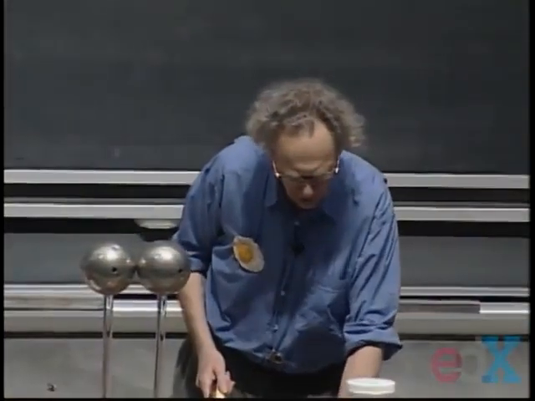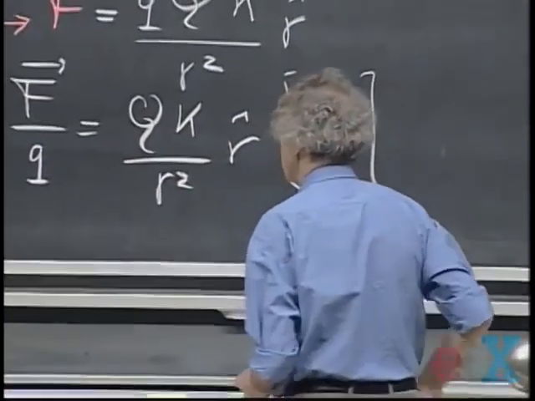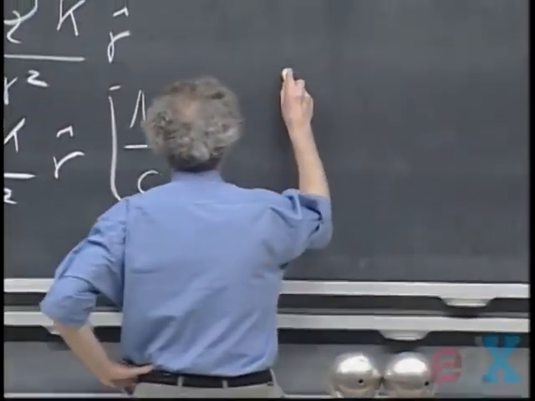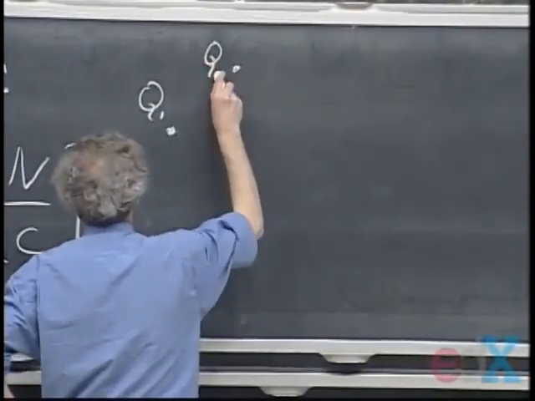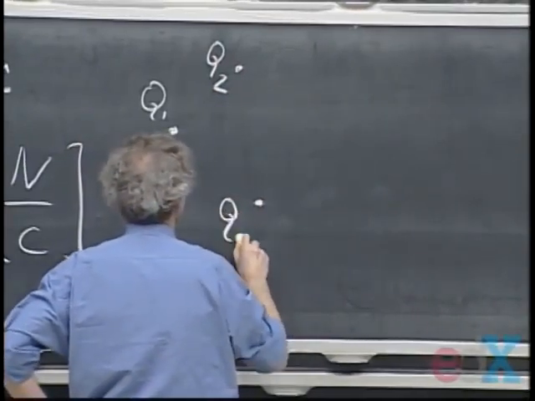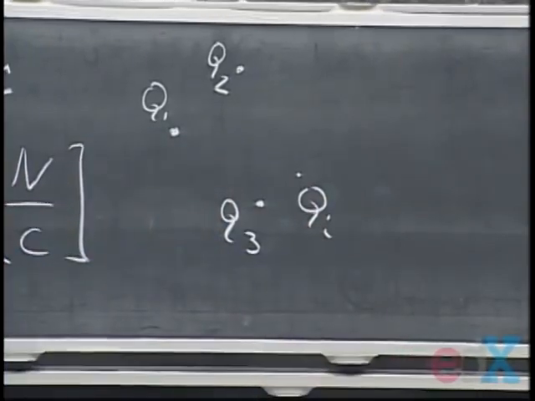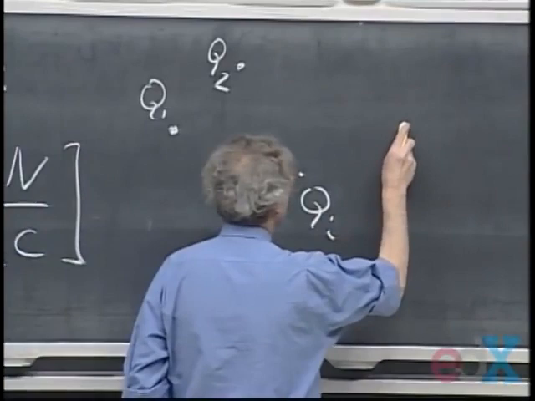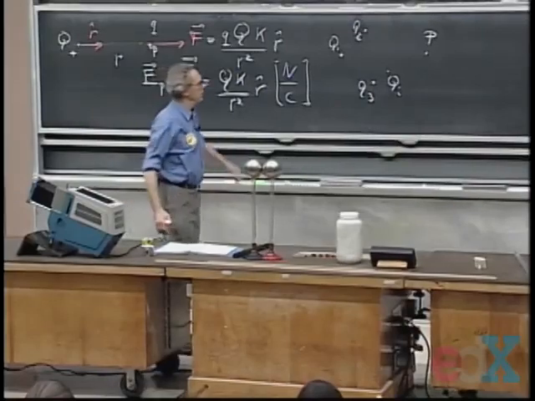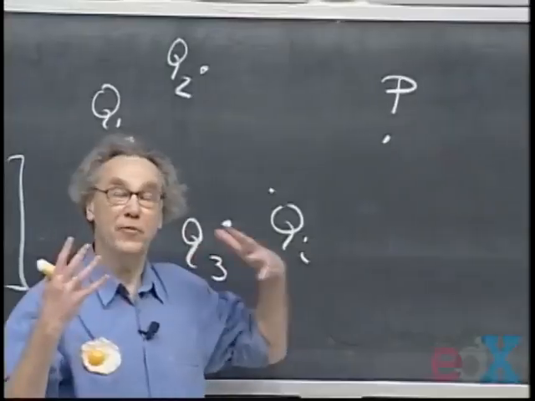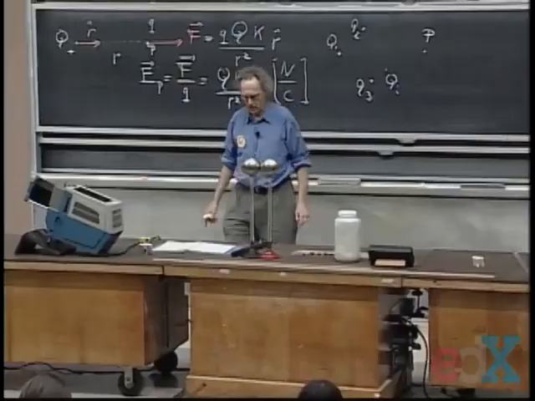What do we do now when we have more than one charge? Well, if we have several charges, here we have Q1, and here we have Q2, and here we have Q3, and let's say here we have Q of i, we have i charges. And now we want to know what is the electric field at point P. So it's independent of the test charge that I put here. You can think of it, if you want to, as the force per unit charge. You've divided out the charge.